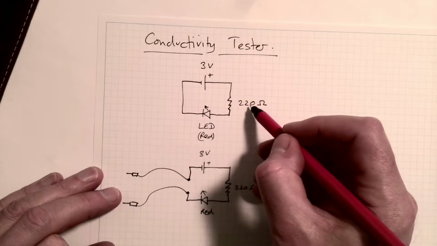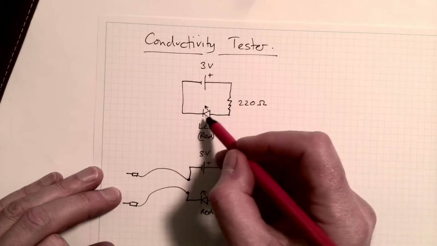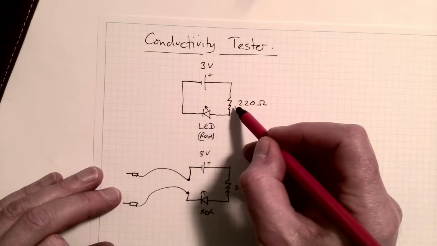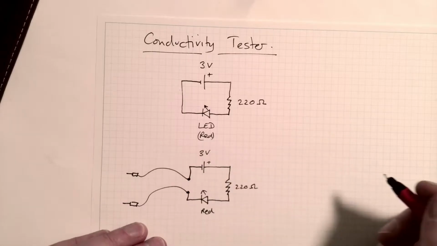Remember, the resistor adjusts the current of the circuit, not the voltage. So we still have 3 volts going through this circuit, but we have a lower current because of the resistor. Now we'll talk about resistors in a future lesson.